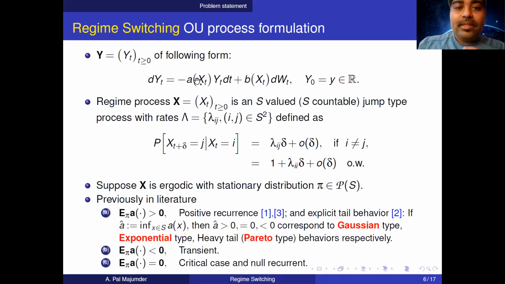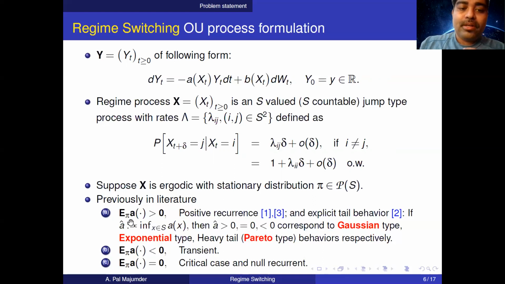Now the question arises when, instead of being constant, a and b are functions of this underlying regime process X_t, where X_t is a jump type process, that is a continuous time Markov chain with given rates lambda_ij, and that is the description of this continuous time Markov chain, where lambda_ii is minus the sum over lambda_ij, i not equal to j, for maintaining regularity of the rate matrix. So given the initial distribution of X and the lambda, the dynamics of X_t is well explicit. Now further, if we assume that X is stationary and ergodic with stationary distribution pi, then the results that exist in the literature are the following.